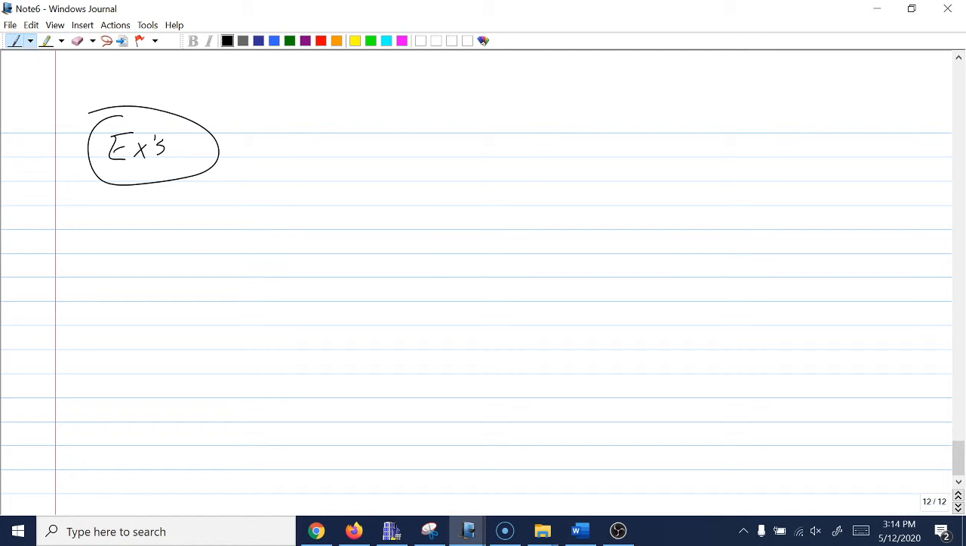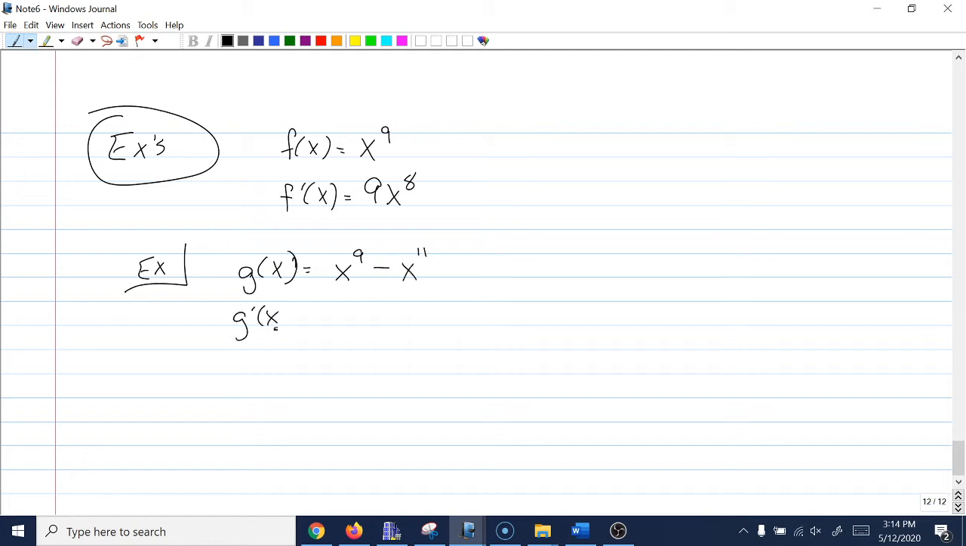I'm going to write down a function. We're going to write down its derivative. If I hand you x to the 9, what's the derivative of that? It is 9x to the 8. If I hand you g of x equals x to the 9 minus x to the 11, I know that sum and difference rule. What's the derivative of x to the 9? It is 9x to the 8. Minus, what's the derivative of x to the 11? It is 11x to the 10.